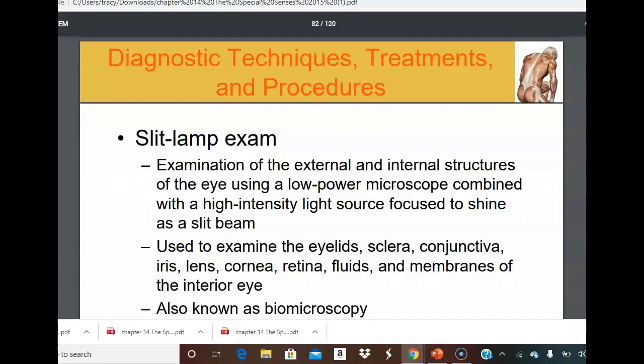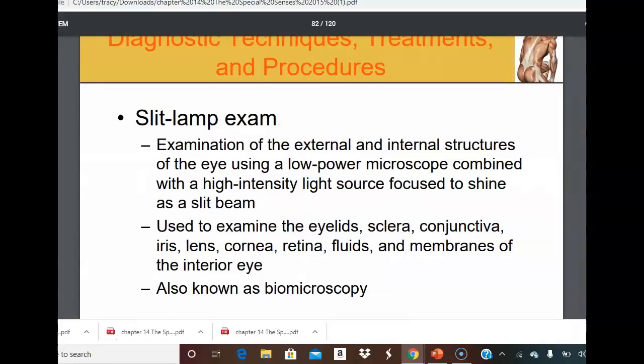A slit lamp is actually a common procedure. They don't usually do them in the doctor's offices, but they will do them when you go to the optometrist or ophthalmologist. A slit lamp is a vertical emission of light where you're using a microscope in combination with a high intensity light source that allows you to examine the eyelids, the sclera, the conjunctiva, basically all of the anatomic surfaces of the external and interior eye. A lot of you that have had an eye exam have probably had a slit lamp exam done.